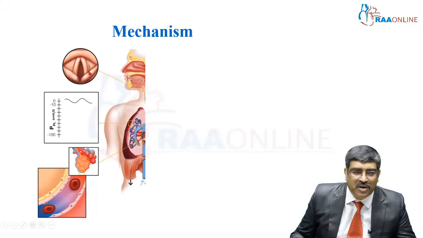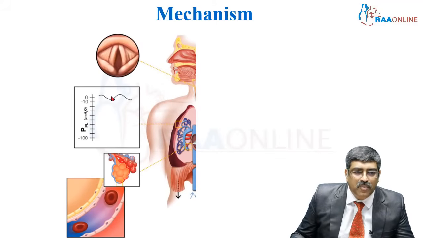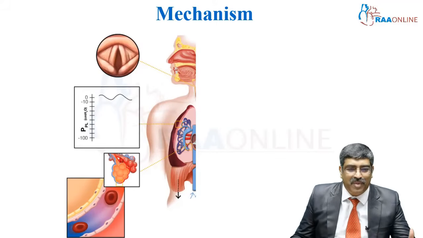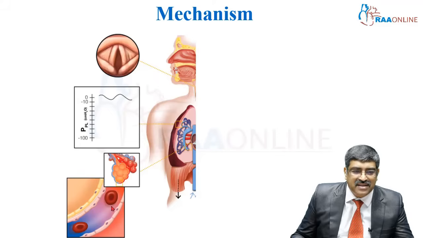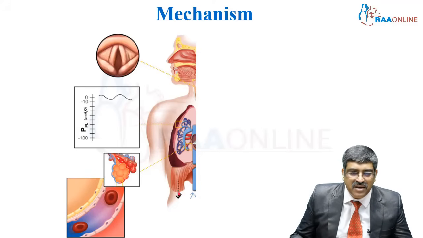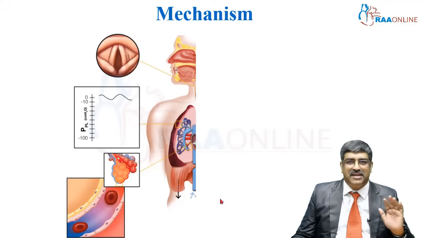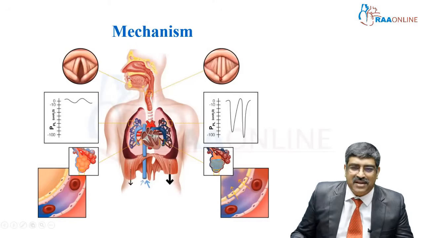Here, you can see the normal opening of the cord. The pleural pressure is hardly -3 to -6. Normal gas exchange happens and the pulmonary capillary fluid is not moved into the alveoli. And you can see this is the diaphragmatic contraction and this is the venous return to the right side of the heart. Now, an obstruction happens.